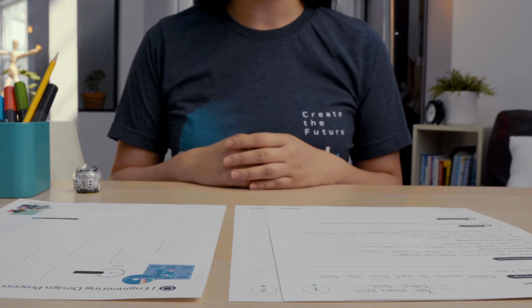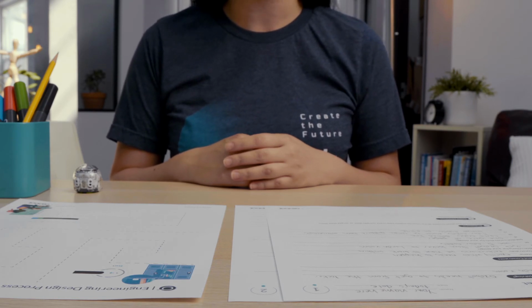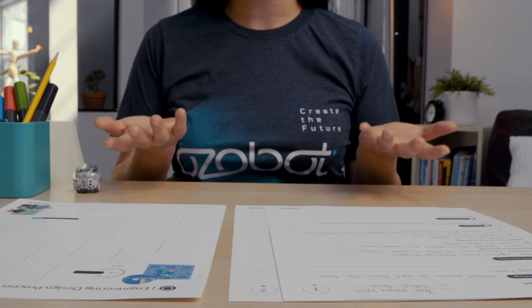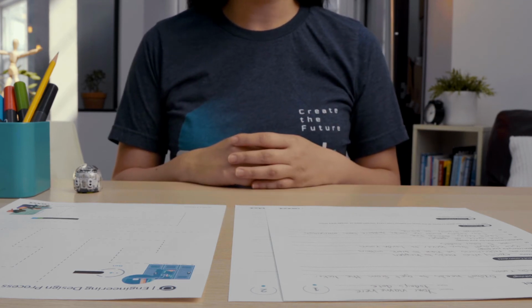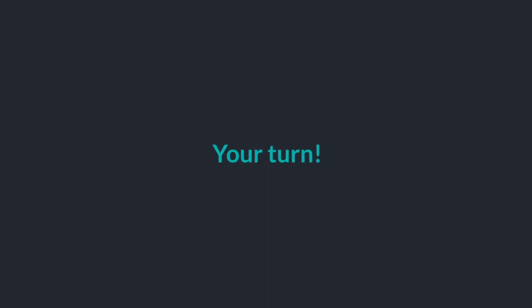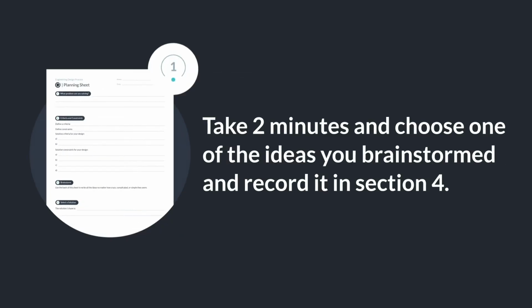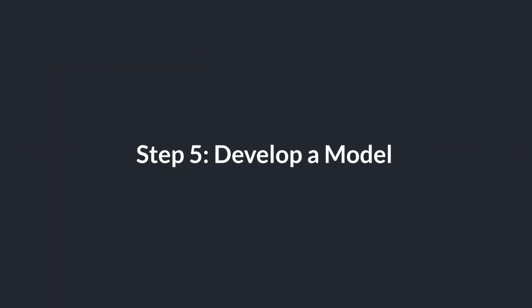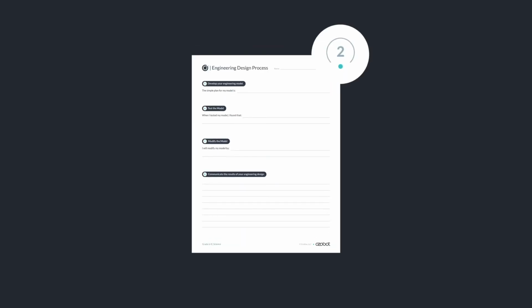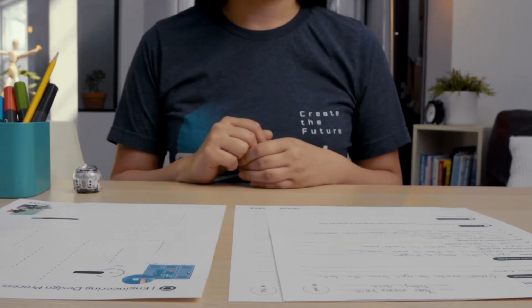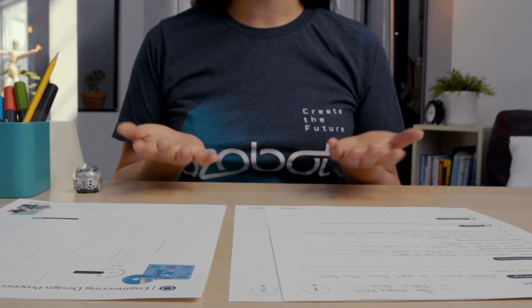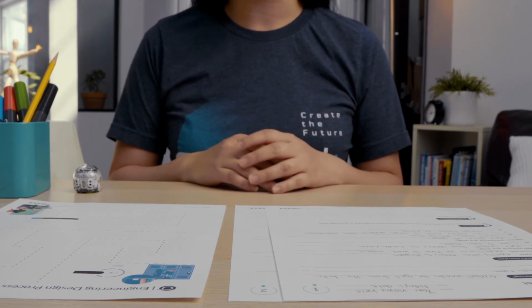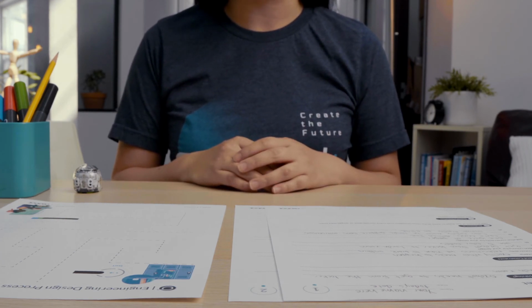Our next step is to choose one that you feel will solve the problem by meeting the criteria with respect to the limitations. Take 2 minutes and choose one of the ideas you brainstormed and record it in section 4. You've chosen a great idea, and it is now time to put it into action.